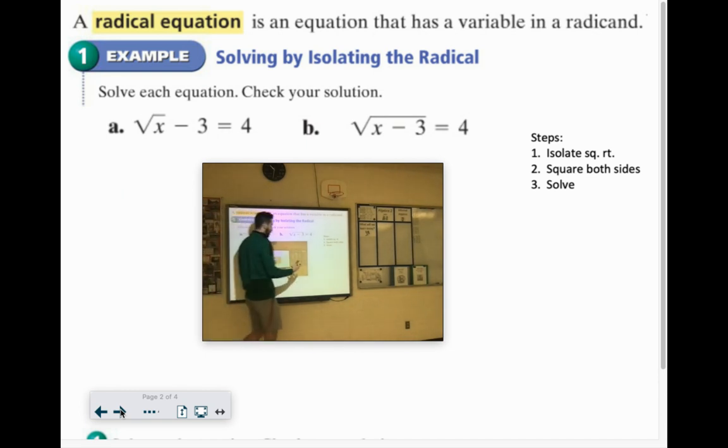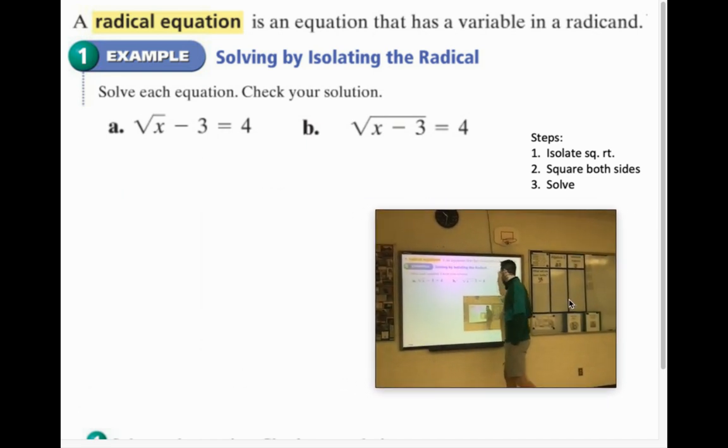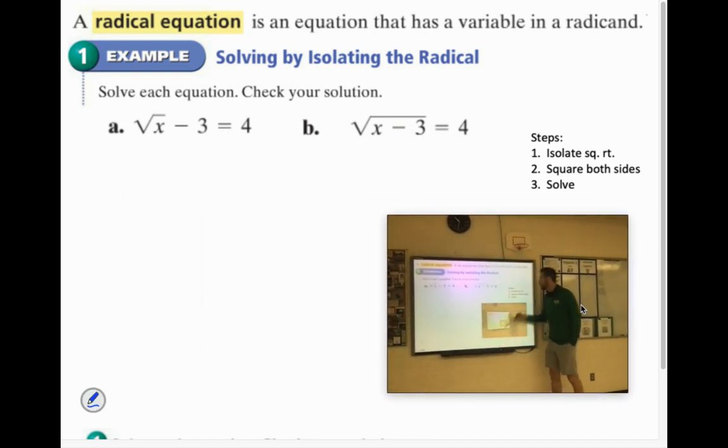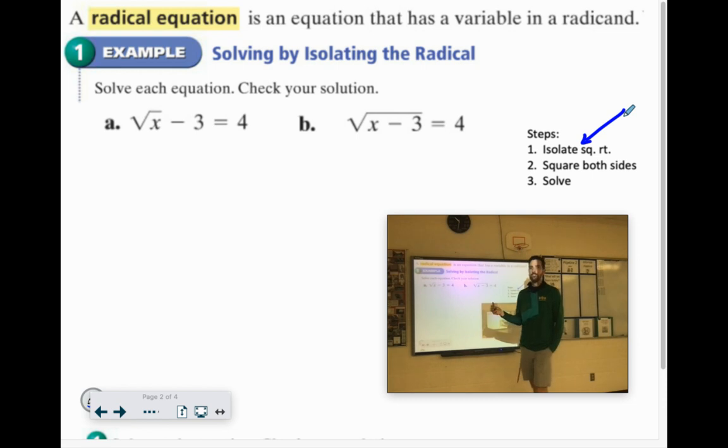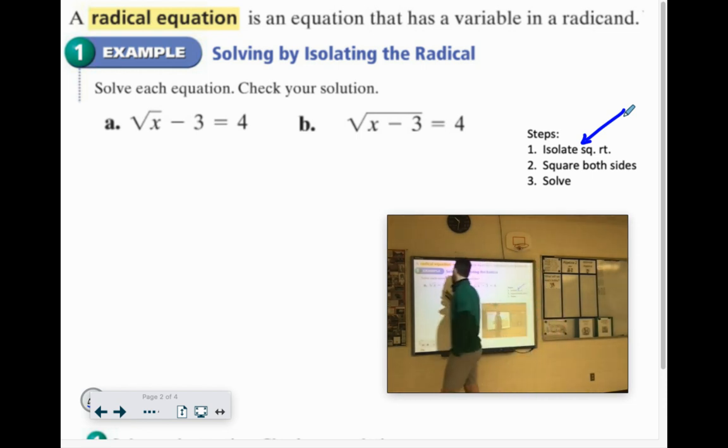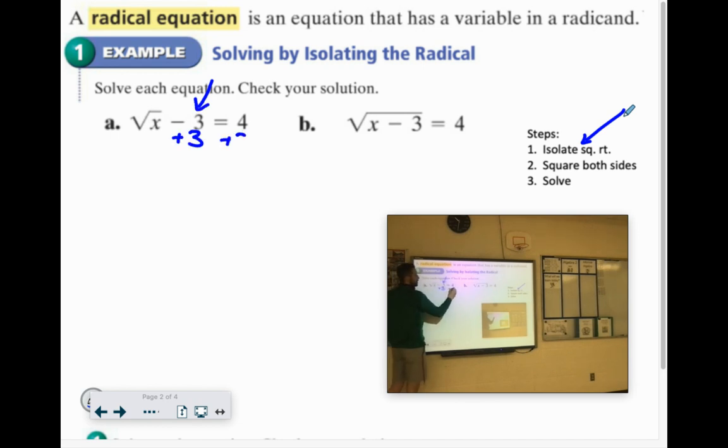Now, the radical equations, you look at your steps over here. The first step is to isolate the square root. You have to get it to where you just have a square root on one side, and then we'll talk after that. So on A, I have to get rid of this minus 3 first. So we'll add 3 to both sides. Then we have the square root of x equals 7.